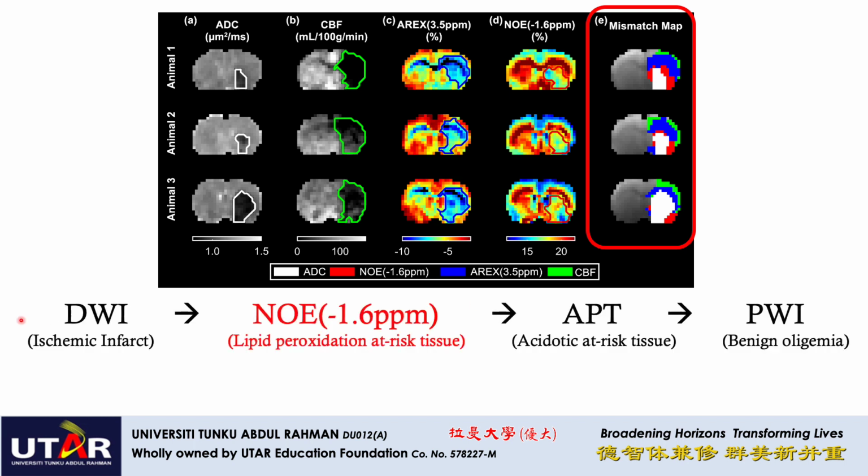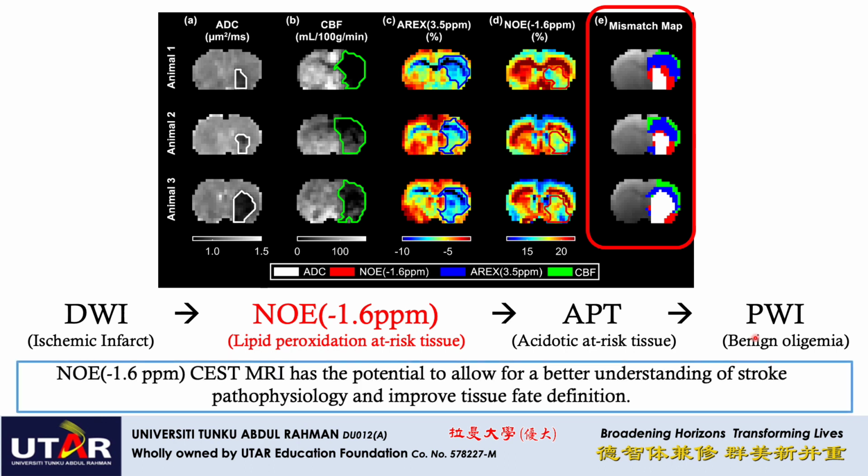So for DWI, it's representing the irreversibly damaged tissue. NOE represents the lipid peroxidation at risk tissue. APT, acidotic at risk tissue. And PWI shows the benign oligemia. These results demonstrate that NOE imaging could provide valuable insights and has potential to improve stroke diagnosis by offering a more comprehensive picture of the ischemic cascade.